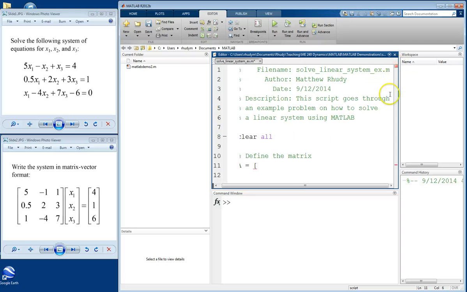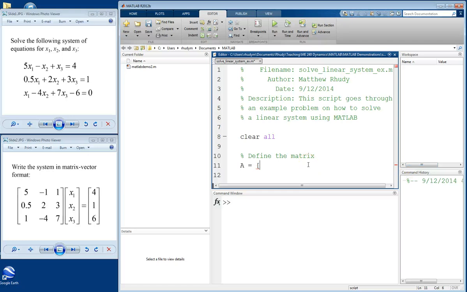And the way we define a matrix is by using square brackets and then entering in values row by row. So my first row is 5, minus 1, 1. I'm separating by spaces as I go across the row. You can also do commas. So I could do 0.5, comma 3, comma 2, comma 3. And then I'm using semicolons to get to the next row. So then for my last row, 1, minus 4, 7, and my square bracket. If I put a semicolon on that, that'll suppress the output so I won't see that matrix.